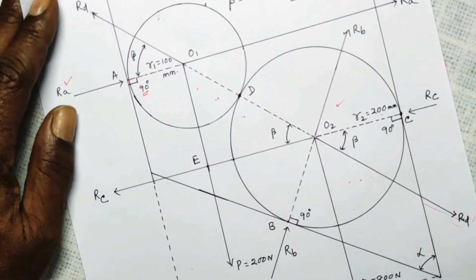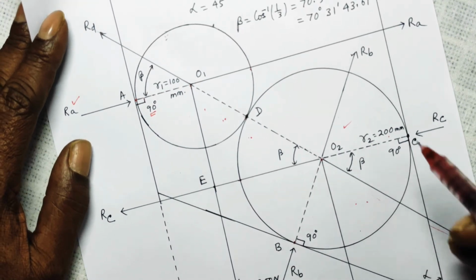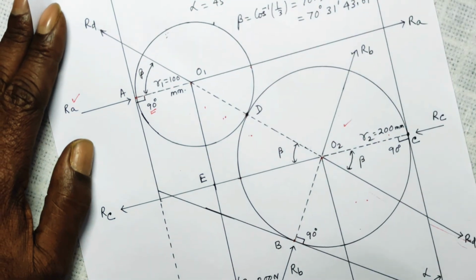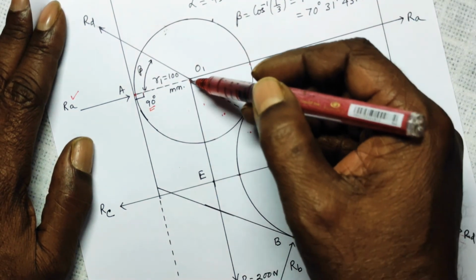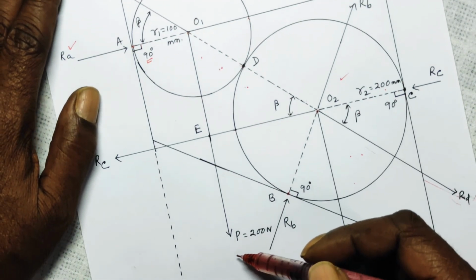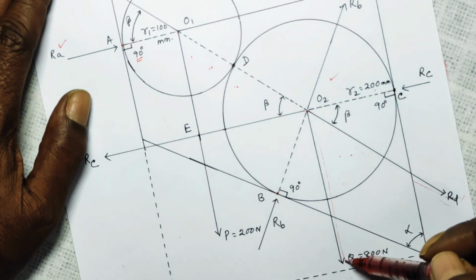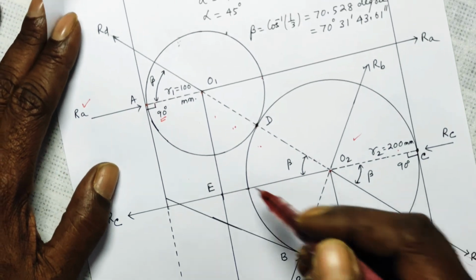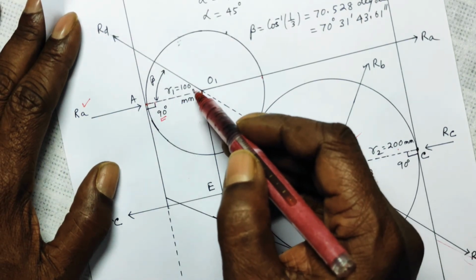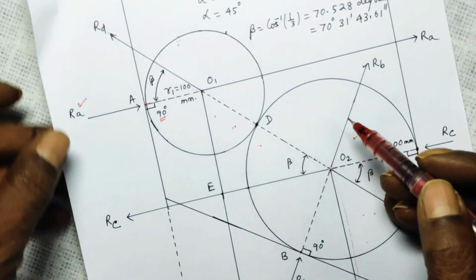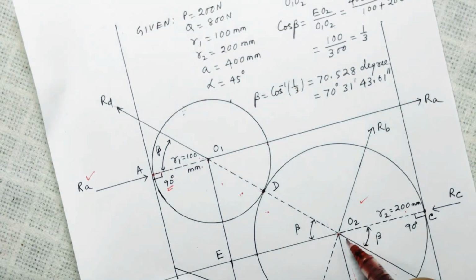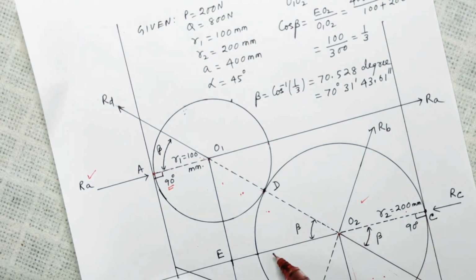Now look at what is given, let me read out. P is 200 Newton, that is the weight of this one, acting vertically downward. Then the weight of this one, Q, acting vertically downward, 800 Newton. R1, radius of this, 100 millimeter. R2, radius of this one is 200 millimeter.